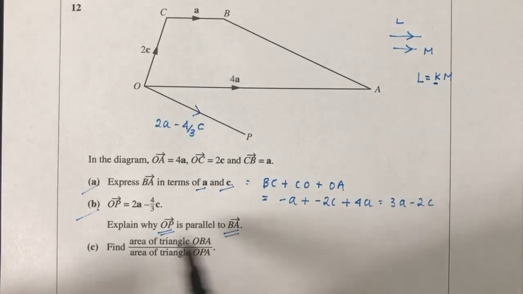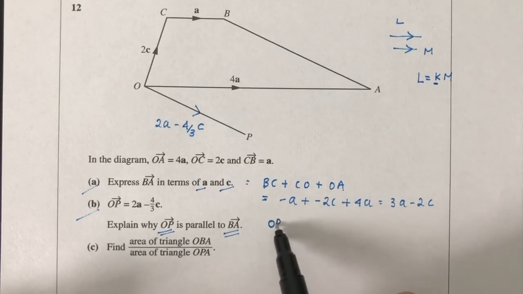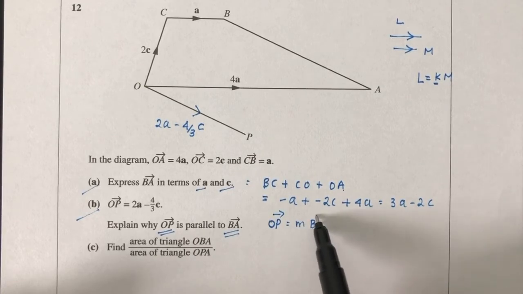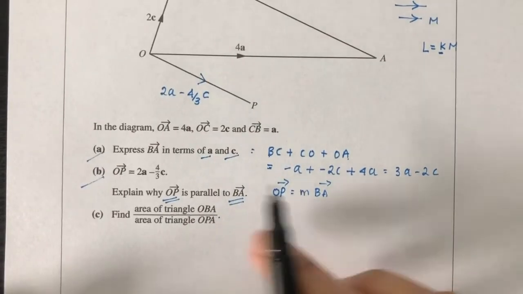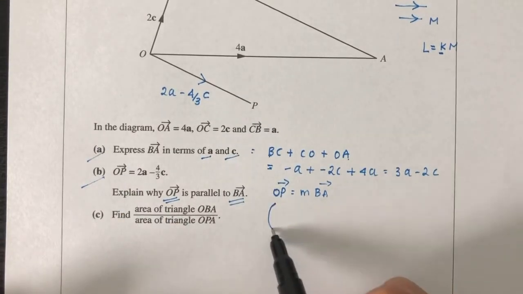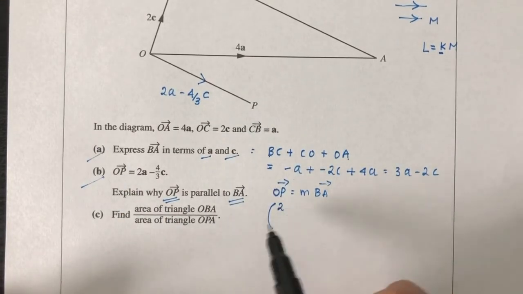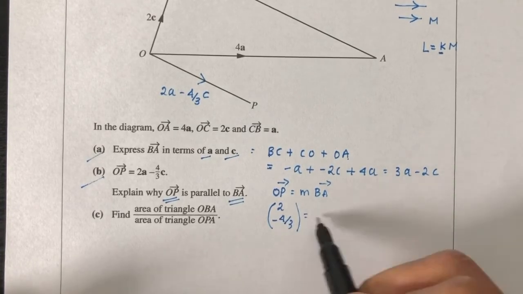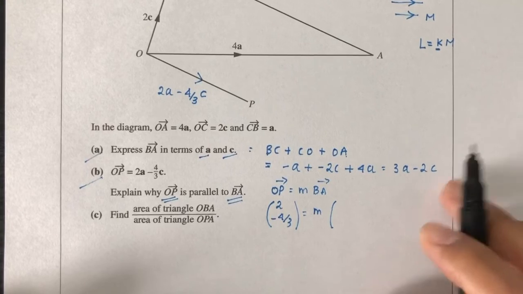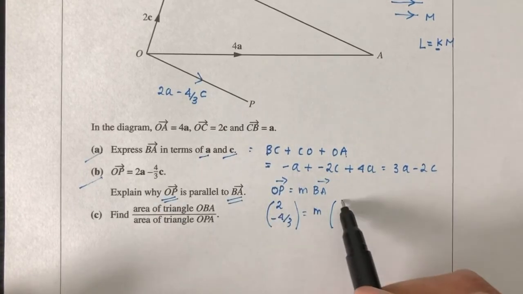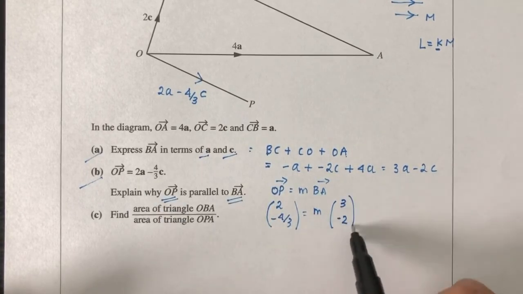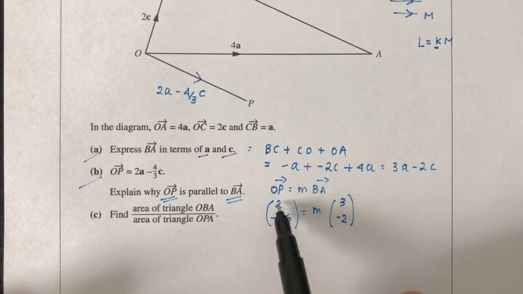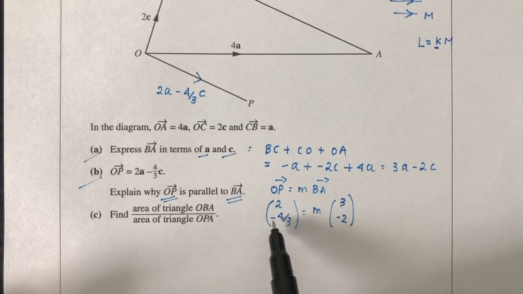So to show this is parallel to this, we have to prove that OP is equal to something times BA. So OP is given to us as 2A. So let's write this down in this form, 2A and minus 4 over 3 equal to something times BA. BA is given by this one, which is 3, and minus 2. So here we have to find a value of M so that it is consistent for the first line as well as for the other line.